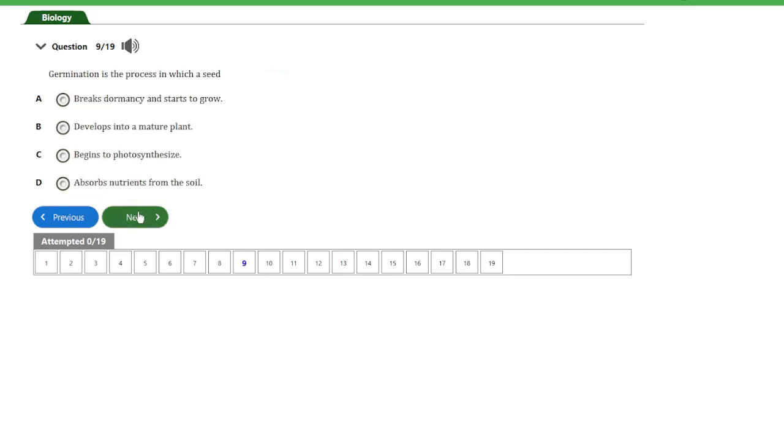So guys, let's look at the next question, and that's question number 9. It says, germination is the process in which a seed, A, breaks dormancy and starts to grow, B, develops into a mature plant, C, begins to photosynthesize, D, absorbs nutrients from the soil. So guys, the answer to this question is option A. Germination actually takes place when a seed breaks dormancy and starts to grow. So in that condition, we say the seed has started to germinate. So guys, option A is the correct answer to this question.